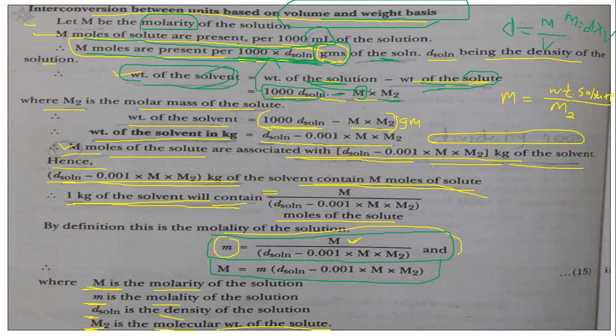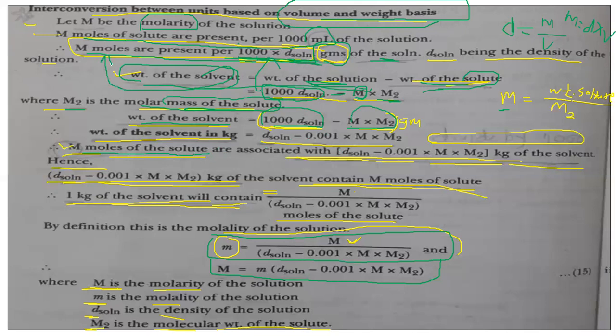Now here it is. See, m2 is the molar mass of solute, right? Weight of solvent is equal to, as given above, weight of solution minus weight of solute. Now m is the moles of solute. That I was in doubt about actually. Here it is, m is the moles of solute. That we have studied here only.